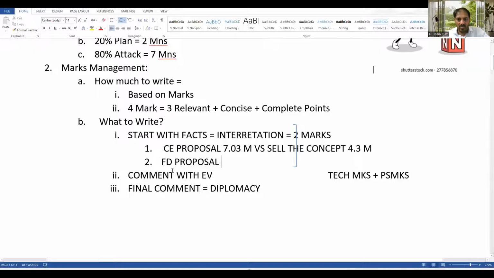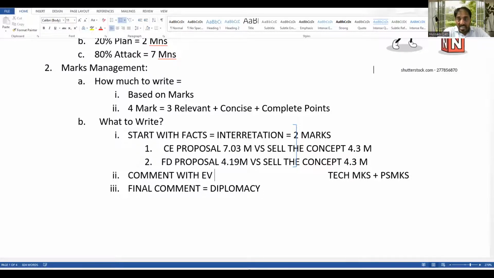Or whatever the value you have calculated. Finance director proposal versus sell the concept. So start with the facts. Maybe the calculation has a minor difference. For example, the finance director proposal is 4.19 million, and sell the concept is 4.3 million. So if we consider the finance director proposal including the expected values, then it's better to sell the concept.